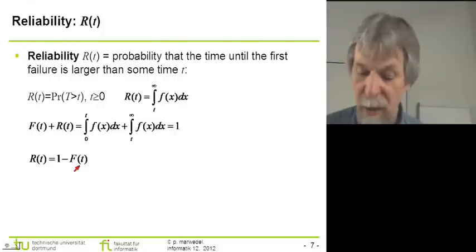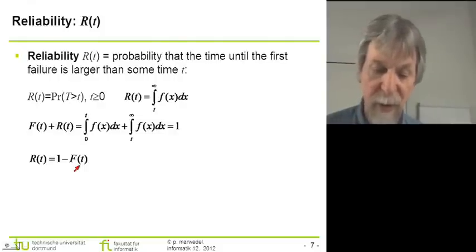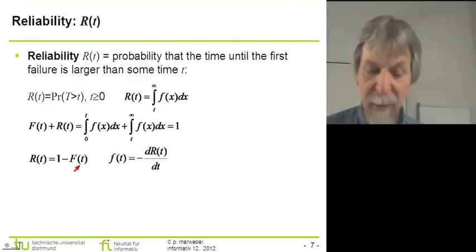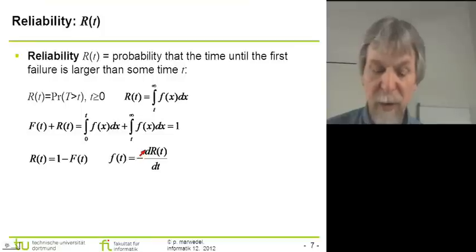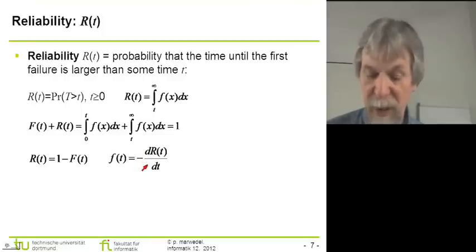And we can differentiate this equation on both sides. As a result, we come to the conclusion that the probability density is equal to minus the derivative of reliability with respect to time.